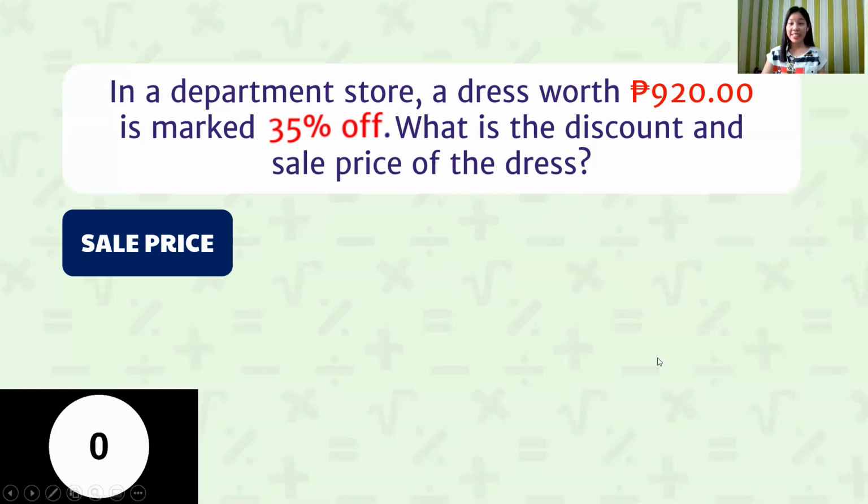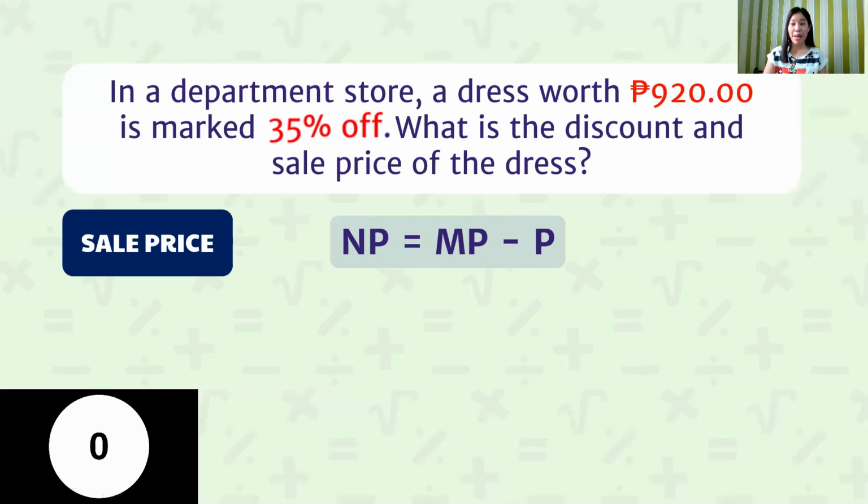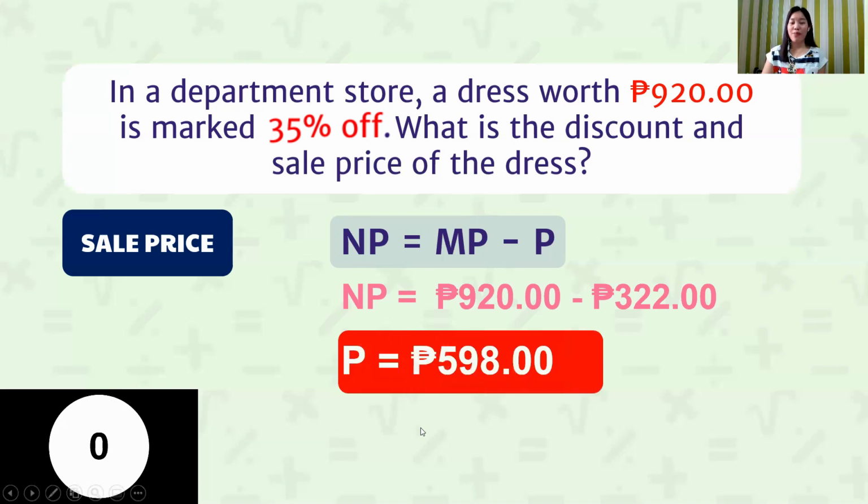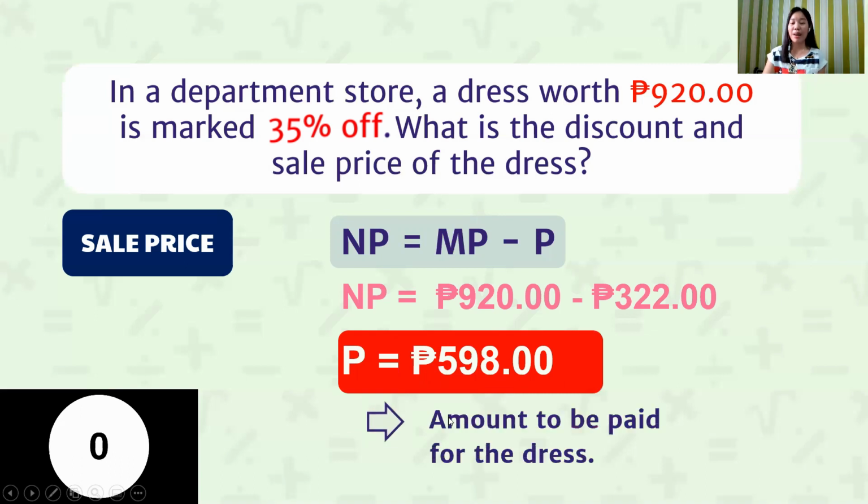All right. Let us now check your answer. Our formula for sale price is NP equals MP minus P. Our marked price is 920 pesos and the discount is 322 pesos. For us to be able to get the sale price, we have to subtract the discount from the marked price. So 322 pesos will be subtracted from 920 pesos. And there we will get exactly 598 pesos, meaning 598 pesos is the amount to be paid for the dress.